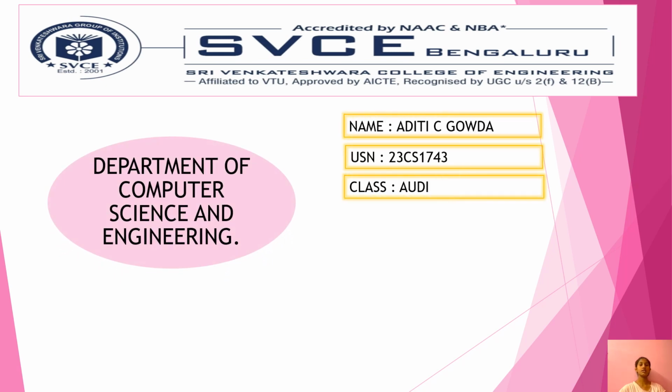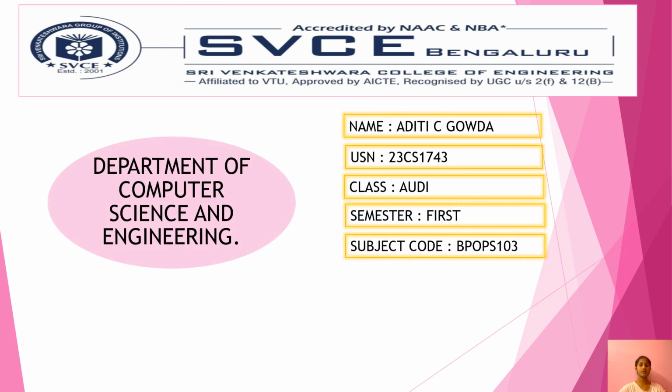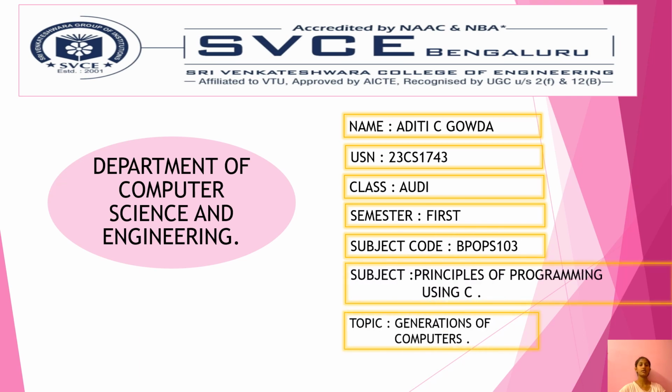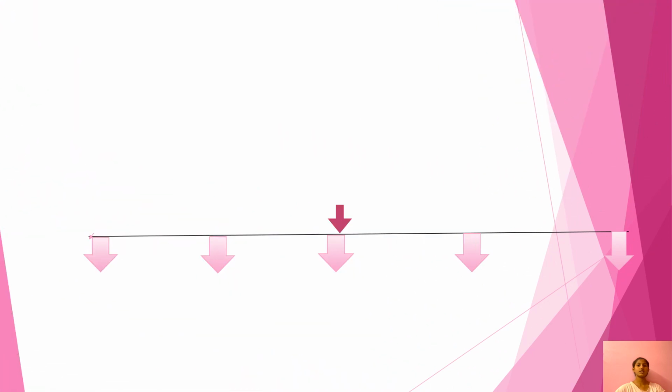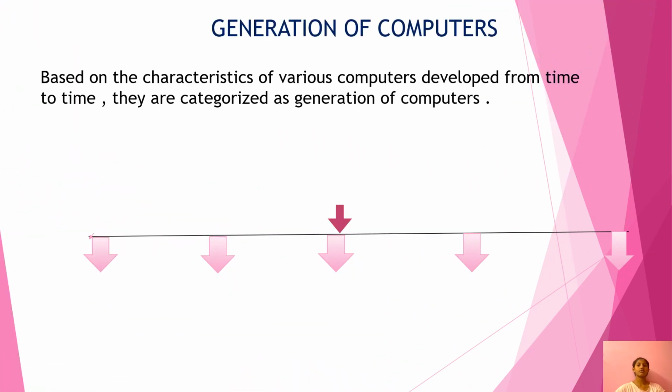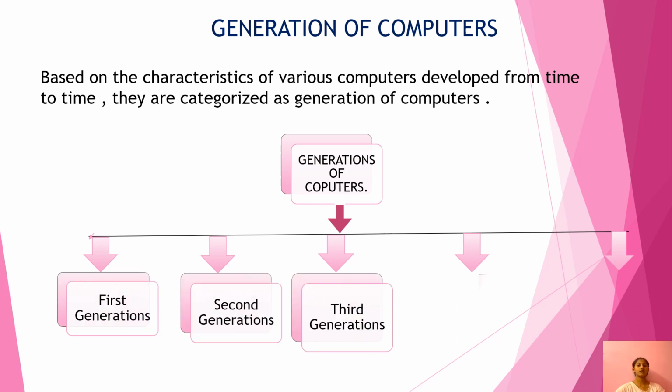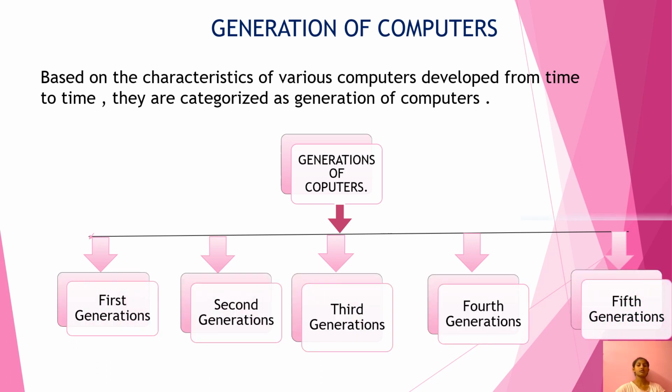Gowda, studying in Sri Venkateshwara College of Engineering from Department of Computer Science and Engineering, and my topic is generation of computers. Based on the characteristics of various computers developed from time to time, they are characterized as generation of computers. There are mainly 5 generations of computers. Let's go one by one.